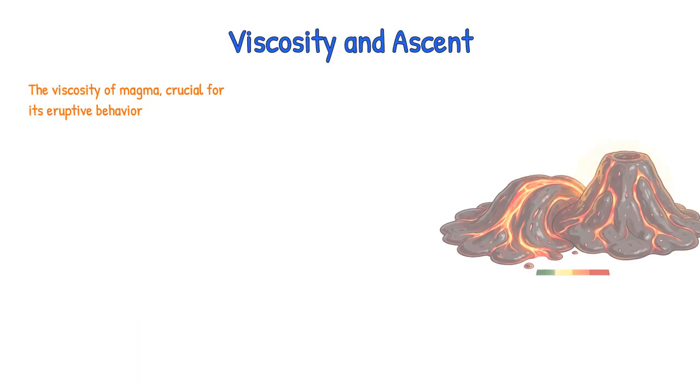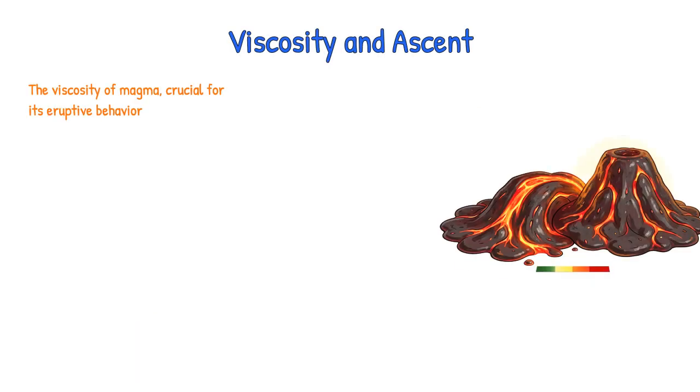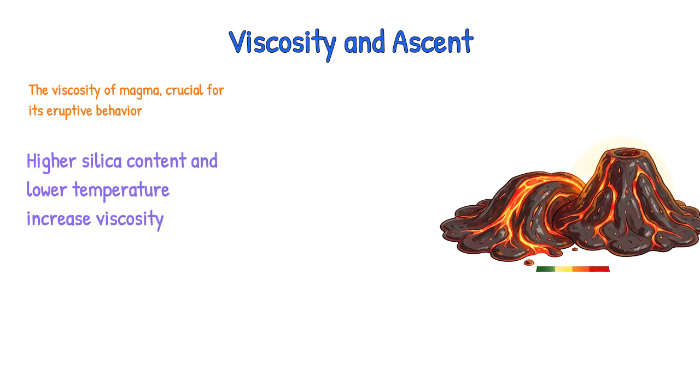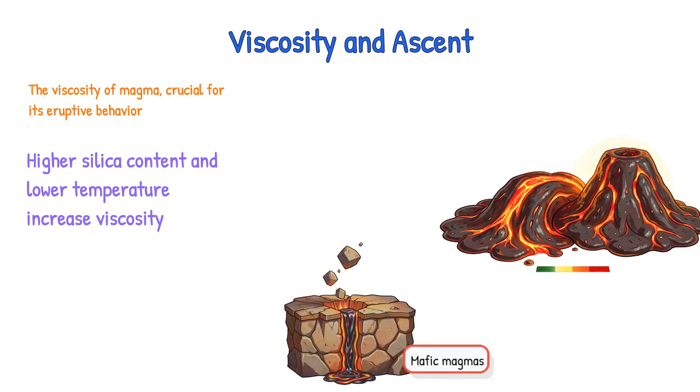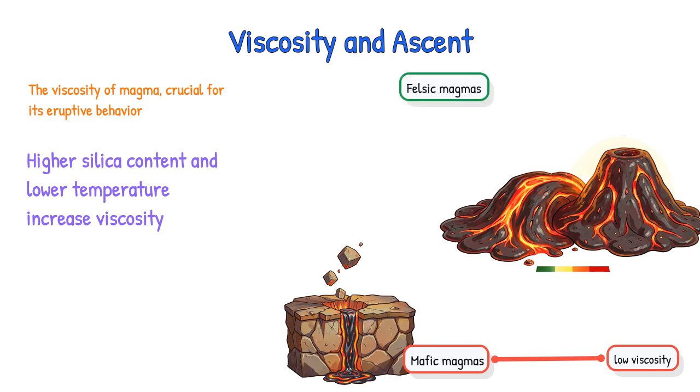The viscosity of magma, crucial for its eruptive behavior, is strongly controlled by temperature and composition. Higher silica content and lower temperature increase viscosity. Mafic magmas are hot and fluid, meaning they have low viscosity. Felsic magmas are cooler and sticky, meaning they have high viscosity.